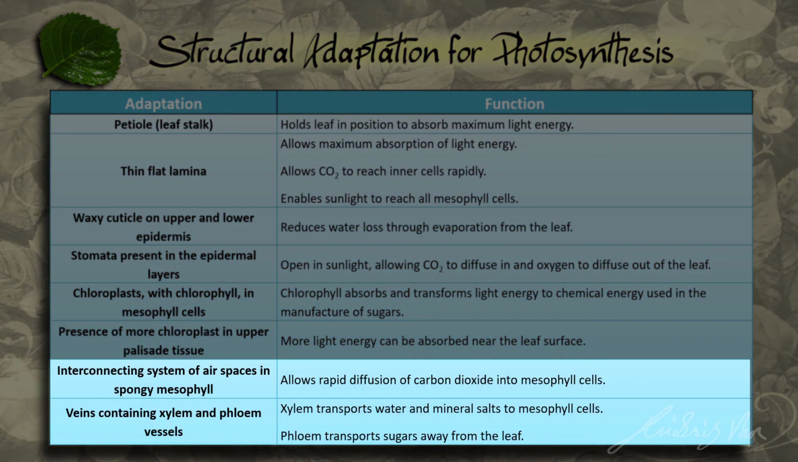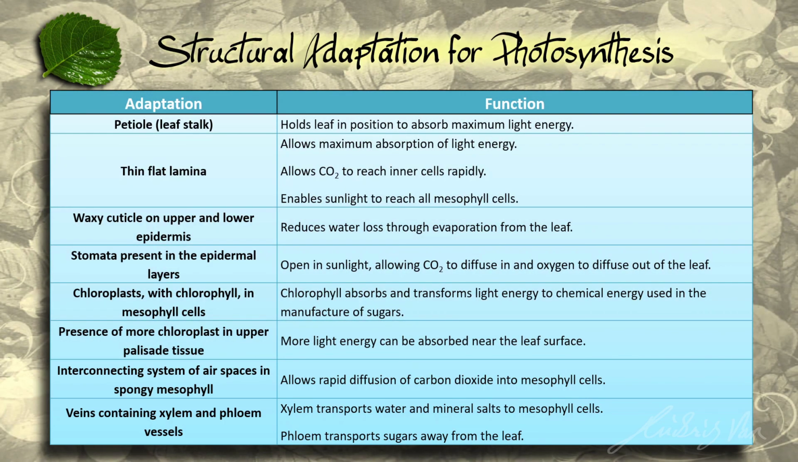The interconnecting system of air space in the spongy mesophyll cells allows rapid diffusion of carbon dioxide, as well as the veins containing xylem and phloem to transport water as well as to transport sugar away. So all of these that have to do with the internal structure of the leaf, I would say is more important. So please copy this down, and if you need to memorize, I would say actually not much.